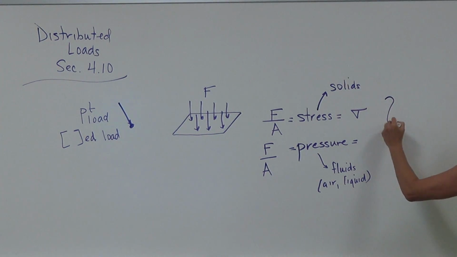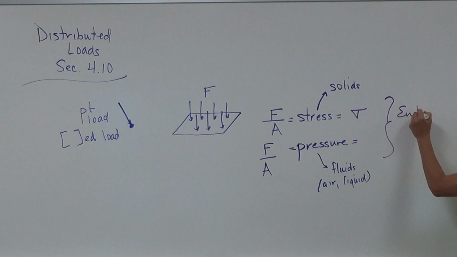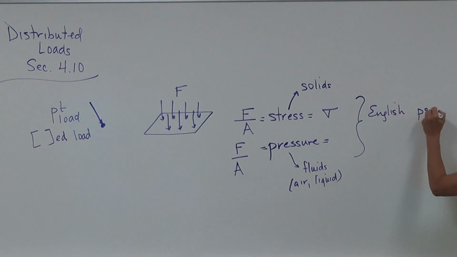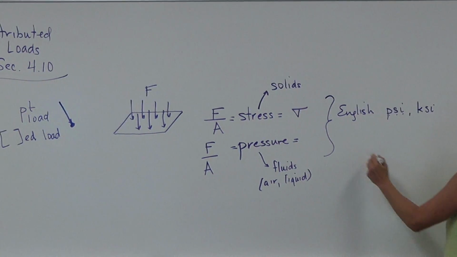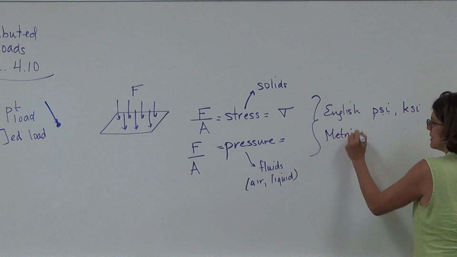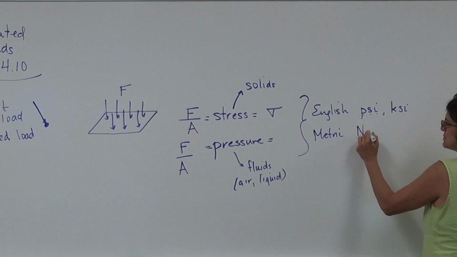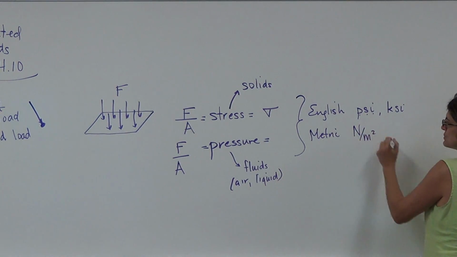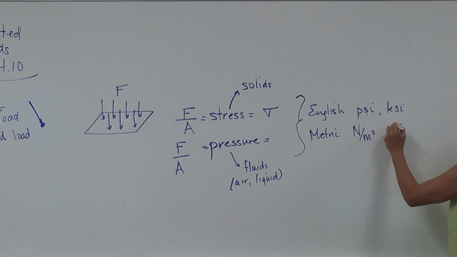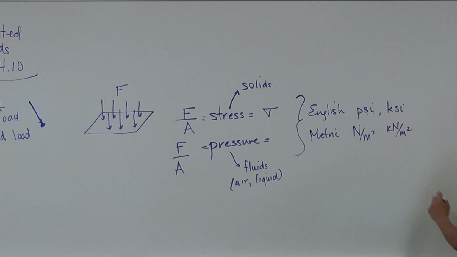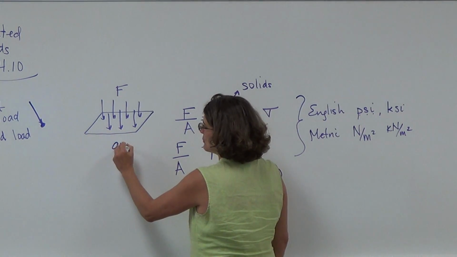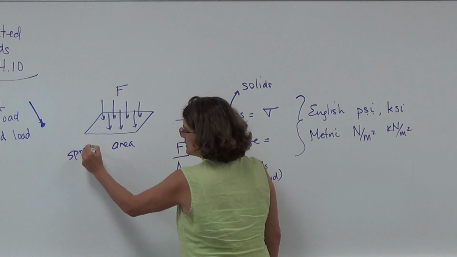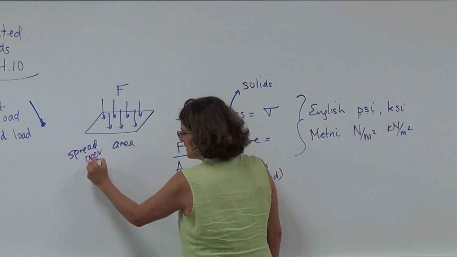So what are some examples of units? Well, in the English system, an example would be PSI, pounds per square inch. Or how about kips per square inch? In metric, we might say newtons per meter squared, kilonewtons per meter squared. Okay, so this is dealing with force spread over an area.